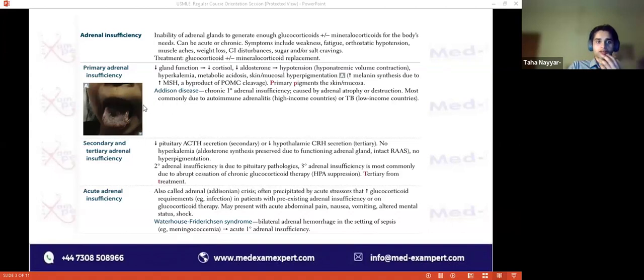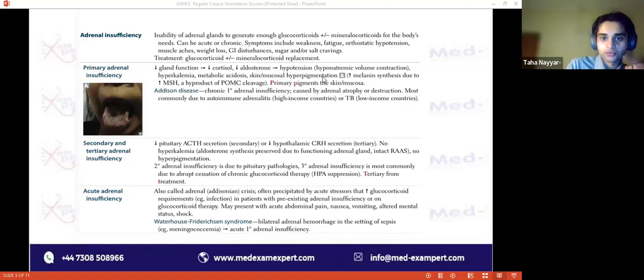Primary, I've told you, is where the fault lies with the gland itself. So there is decreased production of cortisol, and there is decreased aldosterone, because there is decreased adrenal gland function; there's something wrong with the gland. So you will get hypotension, hyperkalemia, and you will get metabolic acidosis. Why do you get metabolic acidosis? Because aldosterone is not working. There is decreased secretion of hydrogen ions from the distal renal tubules, and that's why we're retaining all the hydrogen ions, leading to metabolic acidosis.